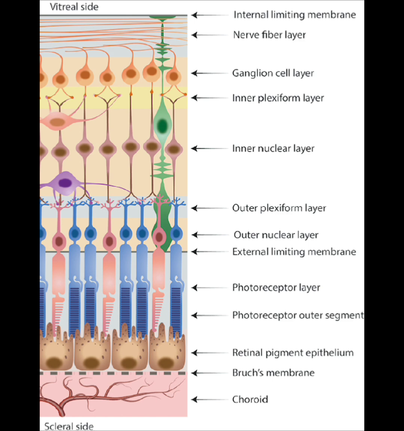2. The processing and cell body zone, layers 5 to 7. These are the middle floors where the bulk of signal processing happens. Inner nuclear layer, INL. This is the middle management floor.